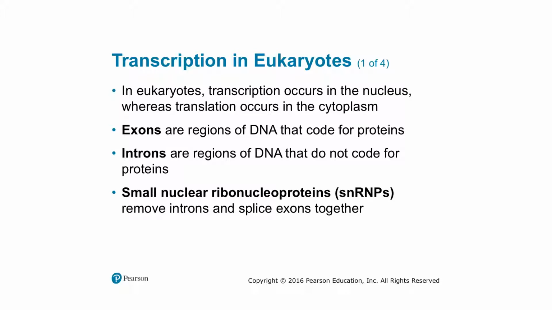In eukaryotes, transcription occurs in the nucleus, whereas translation occurs in the cytoplasm. So a very good question might be to ask, hey, why can we have transcription and translation happening at the same time in the bacterial cell but not in eukaryotic cells?